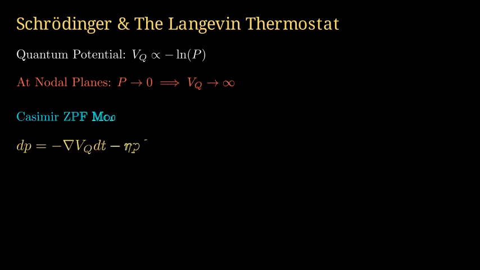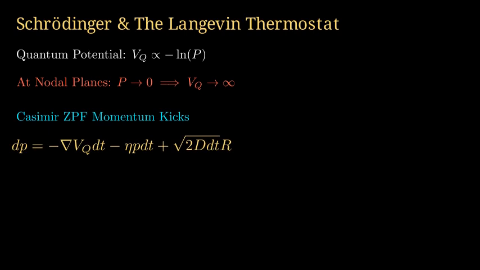The Casimir vacuum is boiling. Zero-point fluctuations act as a thermodynamic Langevin engine. The vacuum literally kicks the particle, injecting the exact momentum required to punch through infinite nodes.